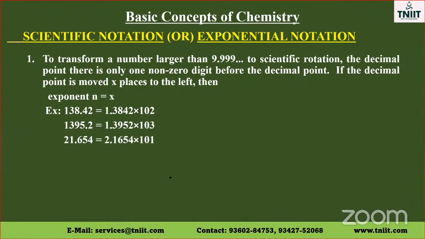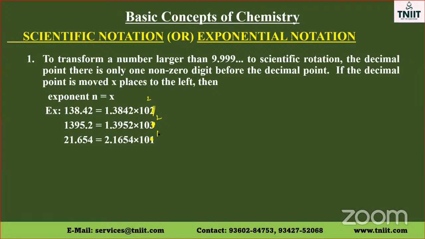Now, to transform a number larger than 9.999 to scientific notation, there should be only one non-zero digit before the decimal point. If the decimal point is moved x places to the left, then the exponent is x. So all of this is power 2 here. It is not 103, it is 2.